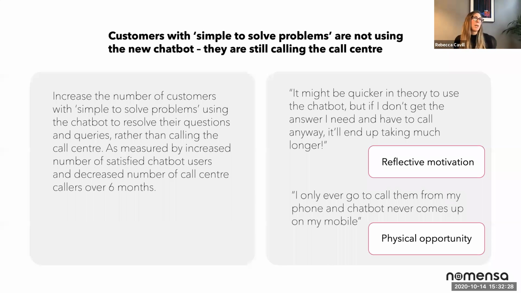So I've mentioned this one already, but it might be quicker in theory to use the chatbot. But if I don't get the answer I need and I have to call anyway, it will end up taking much longer. So again, that's reflective motivation. Another example could be I only ever call them from my phone and the chatbot never comes up on my mobile. So that's the kind of physical opportunity provided by the service.